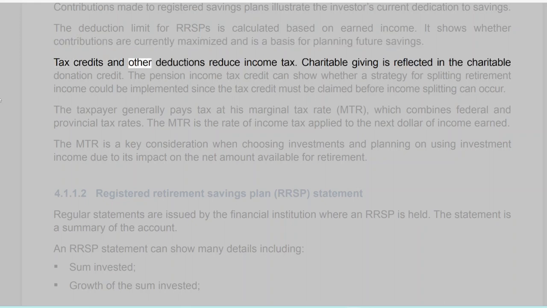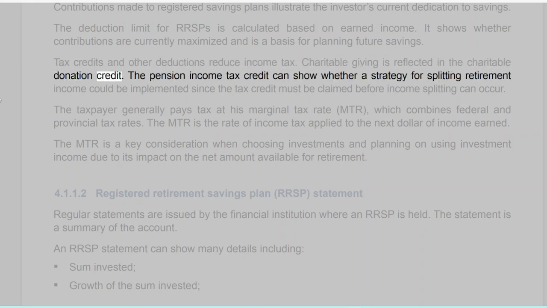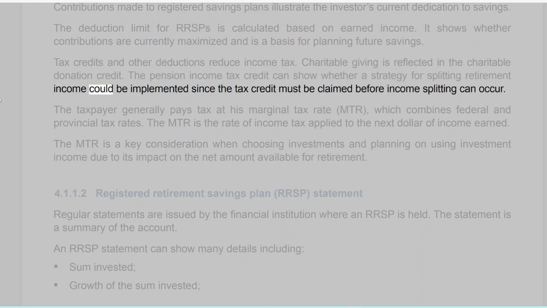Tax credits and other deductions reduce income tax. Charitable giving is reflected in the charitable donation credit. The pension income tax credit can show whether a strategy for splitting retirement income could be implemented since the tax credit must be claimed before income splitting can occur.